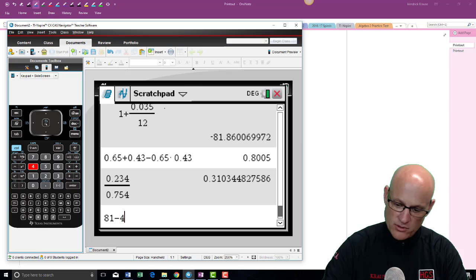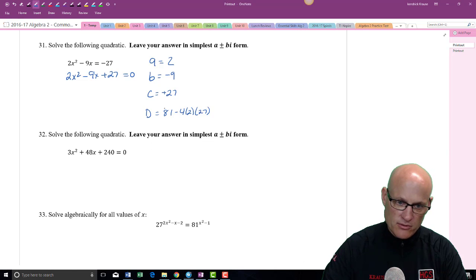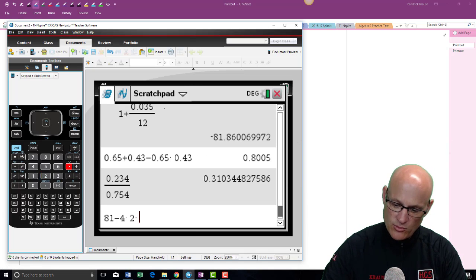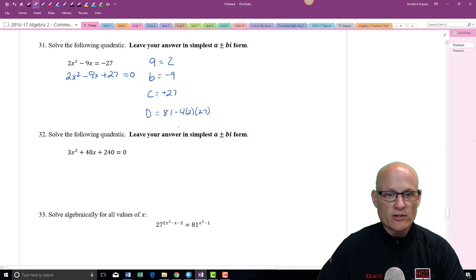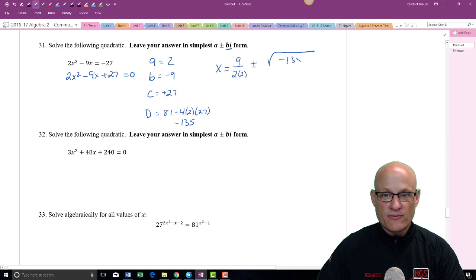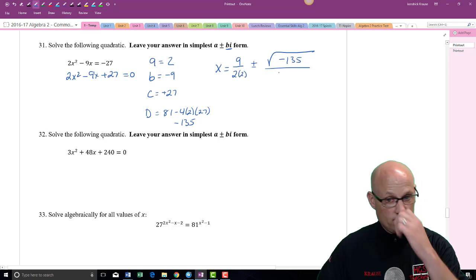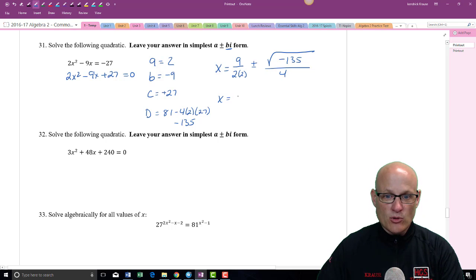81 minus 4 times 2 times 27. I think it's actually negative 135. Yeah, it's negative 135. Now, I knew it was going to be negative because it wants an imaginary. So I'm almost done. X equals negative B, which is 9, over 2A, which is 4, plus or minus the square root of negative 135 over 4, really. So I get X equals 9 over 4 plus or minus. Now, this thing I got to work on.